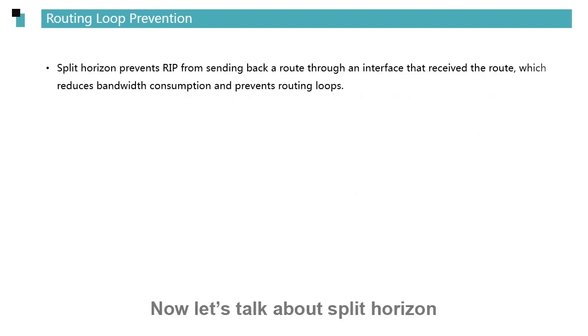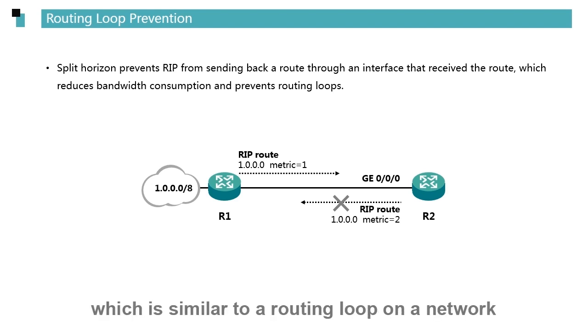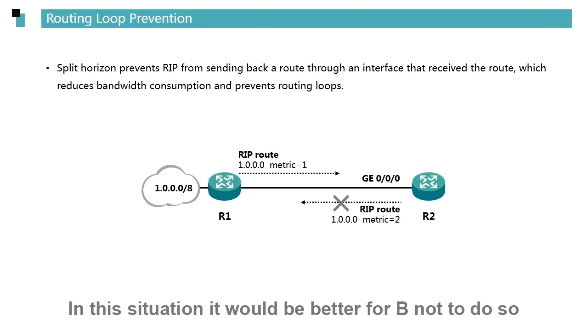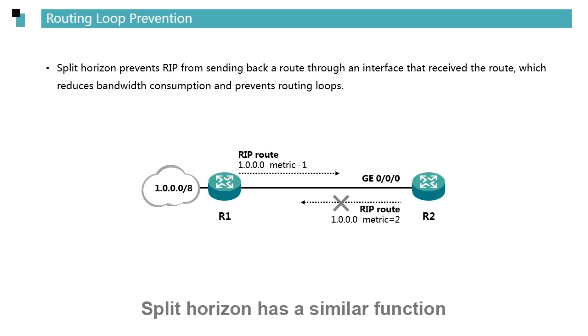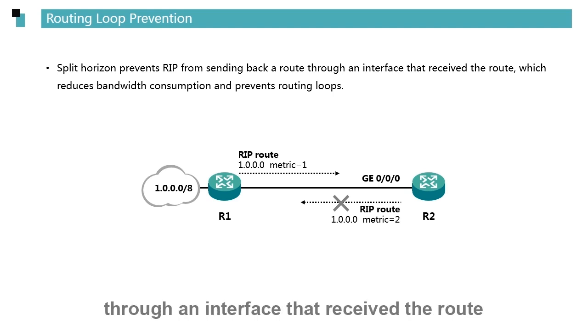Now let's talk about split horizon. For example, A tells B a funny joke. If B tells the joke back, which is similar to a routing loop on the network, it will be extremely weird and awkward. In this situation, it would be better for B not to do so. Split horizon has a similar function. Split horizon prevents RIP from sending a route back through the interface that received the route.